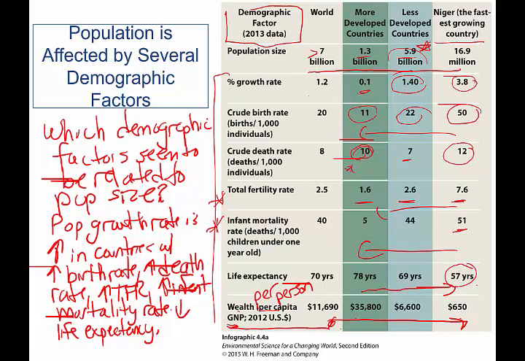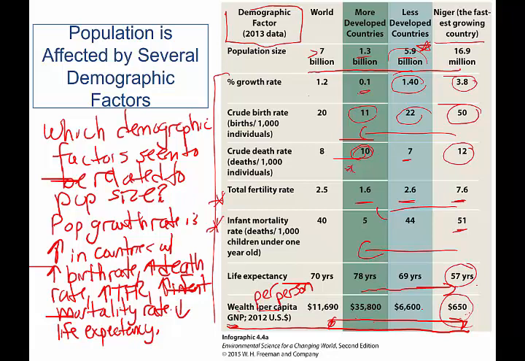I would also say, and I think you can see it here, is that the more wealthy people are, the lower the population. So you can see that the lowest population is in the more developed countries, and they have the most wealth per capita. And then the next is the less developed countries, which have a lot less wealth per capita. And lastly, in Niger, the fastest growing country in the world, there's the least amount of wealth per capita. So wealth seems clearly to be related to growth rate. The more money people have, the less children they have.